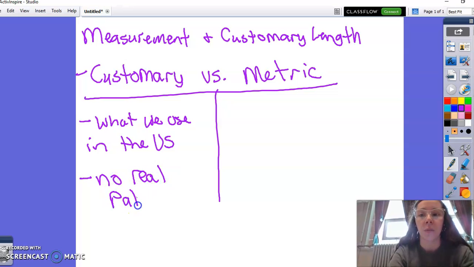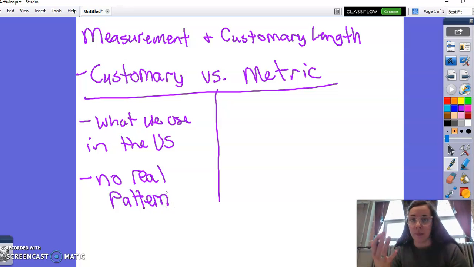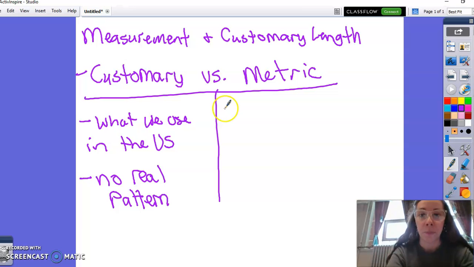It's just kind of, you learn what each one is. You know, we know gallons and we know feet and miles and that kind of stuff, but there's no pattern to how they connect or how to move, you know, 1 foot versus 2 feet versus 3 feet. But with the metric system, first of all, it's what most of the world uses.